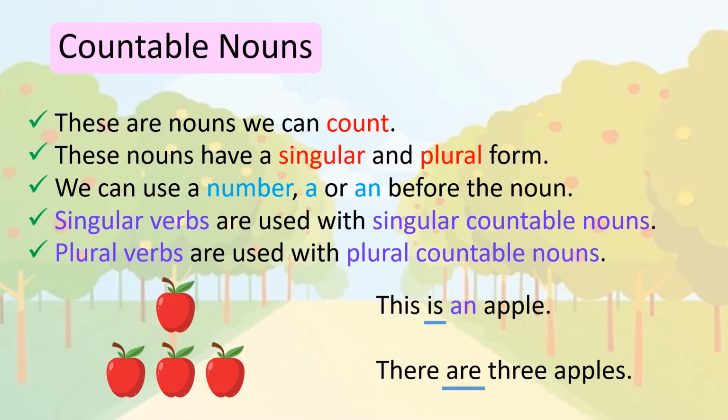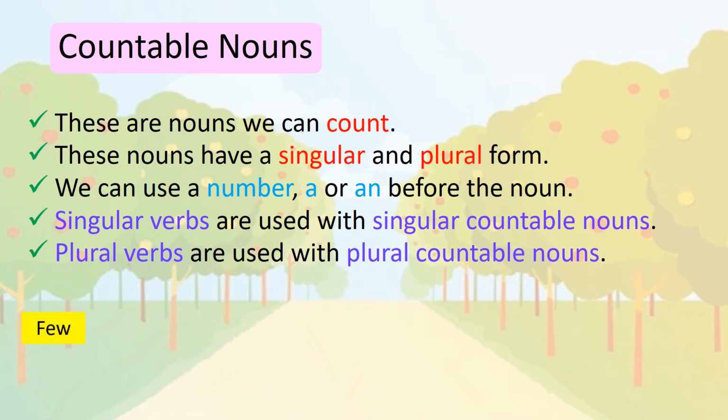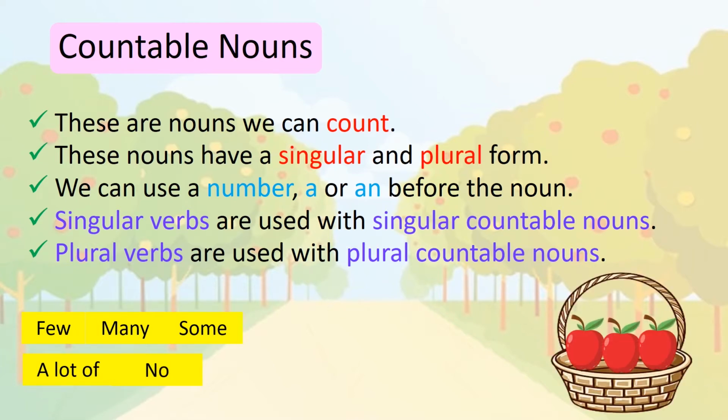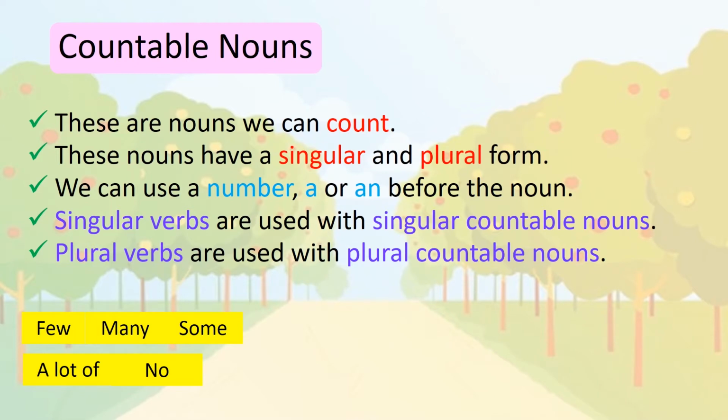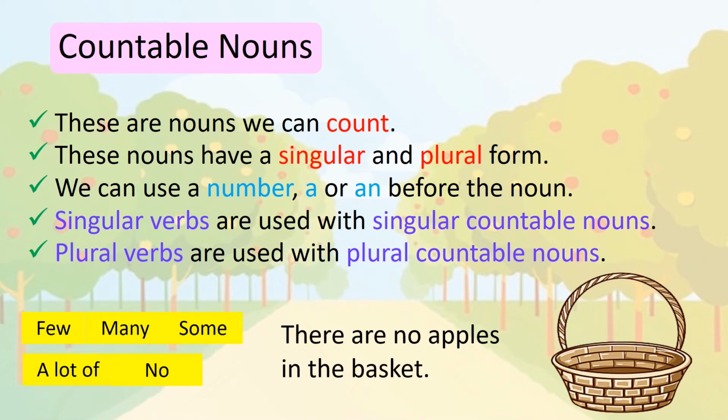There are other ways we can describe the quantity of plural countable nouns. We can use words like few, many, some, a lot of, no. For example, we can say, there are some apples in the basket. So we don't have to always state exactly how many there are. We can just say, there are some. Another example is, there are no apples in the basket.